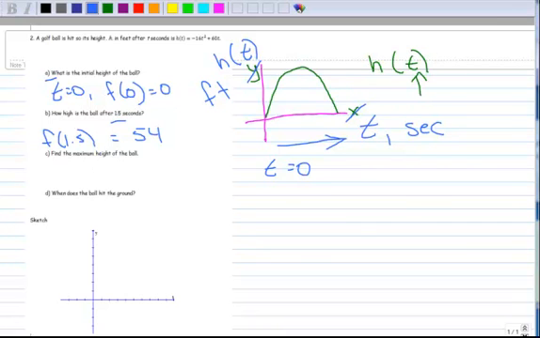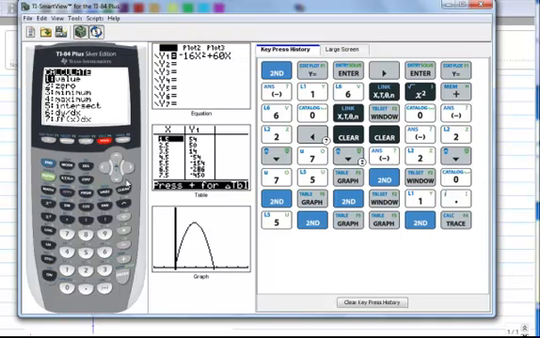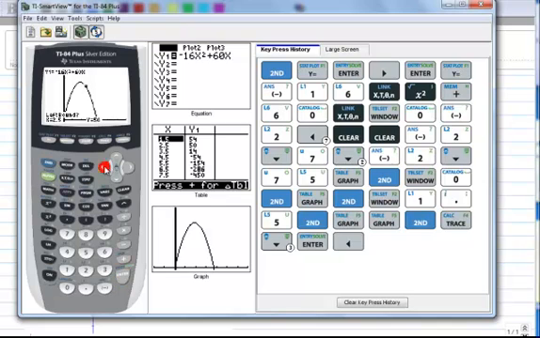Okay, find the maximum height. Let's go back to our calculator. Let's look at the graph a minute. So the maximum height is where the vertex is. Let's use our maximum feature. Second, trace, and let's arrow down to max. It prompts you with left bound. So you're going to move your cursor to the left of the vertex, press enter. Move your cursor to the right of the vertex, press enter one more time.